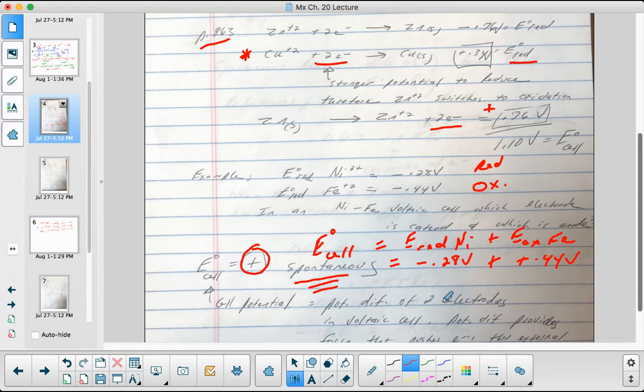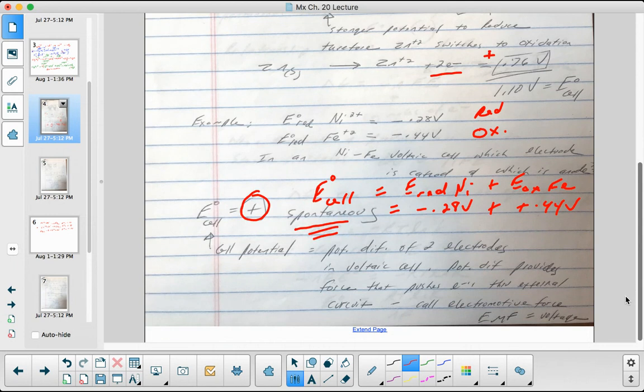The potential difference of the two electrodes is going to provide a force. So what that positive value means is that there's now a force to push these electrons through a circuit. And this is called the electromotive force, or the voltage.